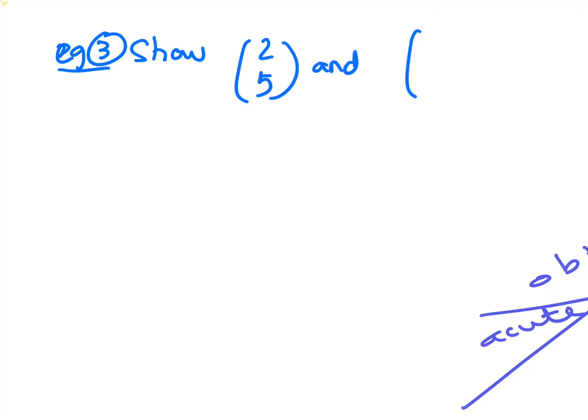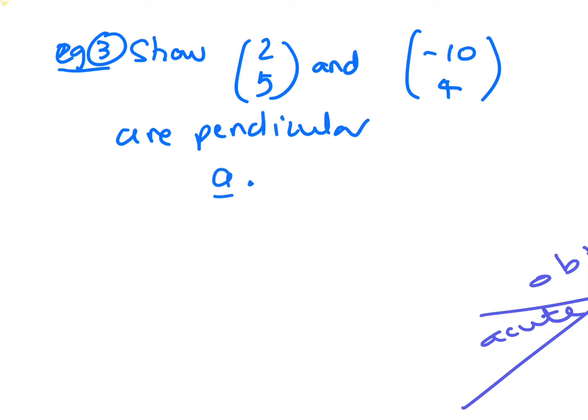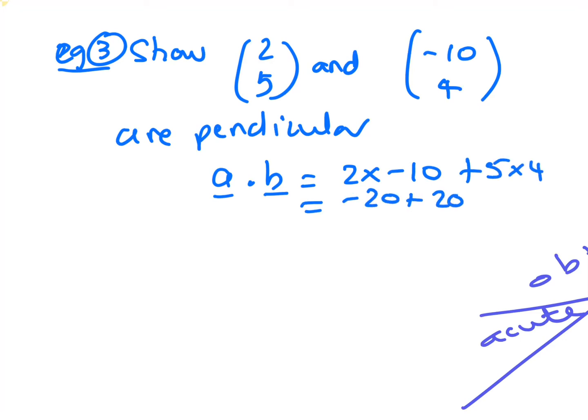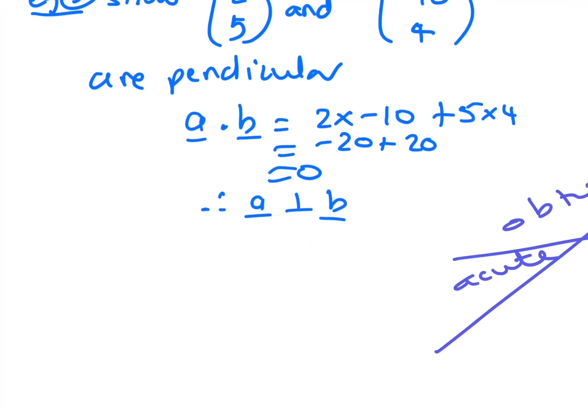Okay. So let's just look at another one just in case. So it's the third example. So show that 2, 5 and minus 10, 4 are perpendicular. Okay. So A dot B will equal 2 times minus 10, so times the x's, and 5 times 4. Minus 20 plus 20, which equals 0. Therefore, A is perpendicular to B.